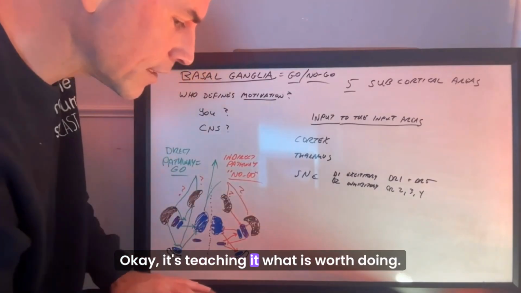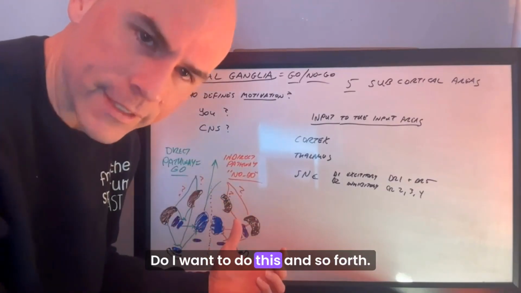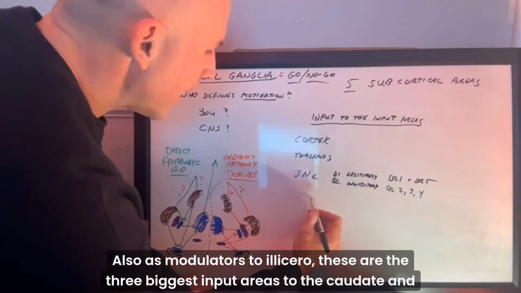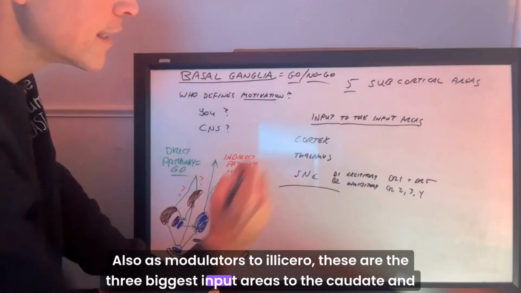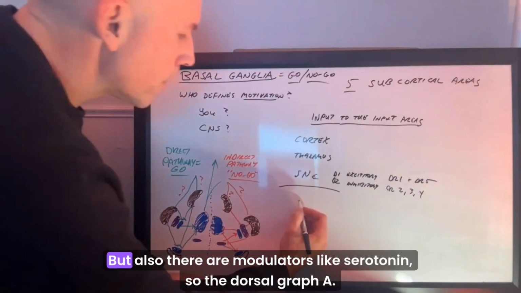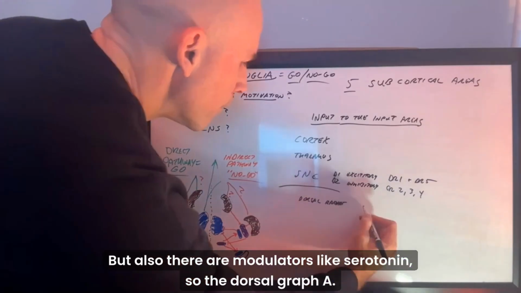Okay, it's teaching it what is worth doing. Do I want to do this? And so forth. Also, as modulators, to a lesser role, these are the 3 biggest input areas to the caudate and the putamen. But also, there are modulators like serotonin, so the dorsal raphe for serotonin.